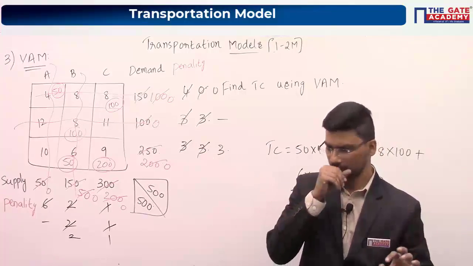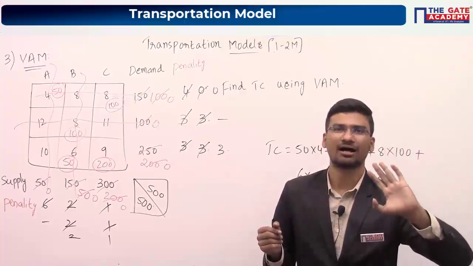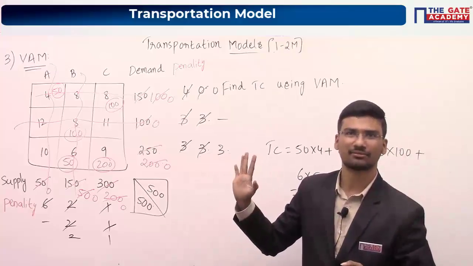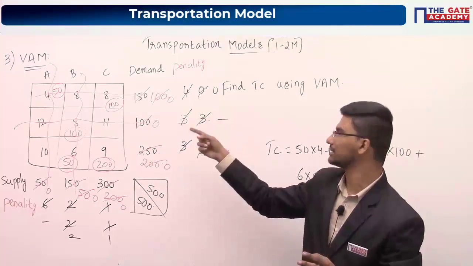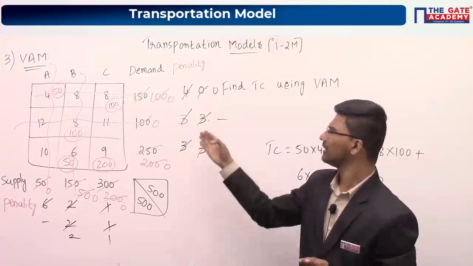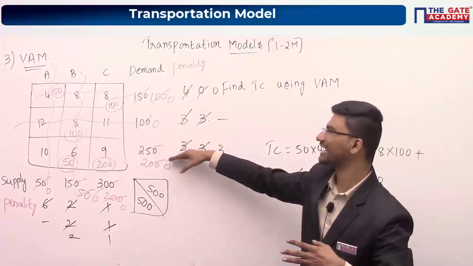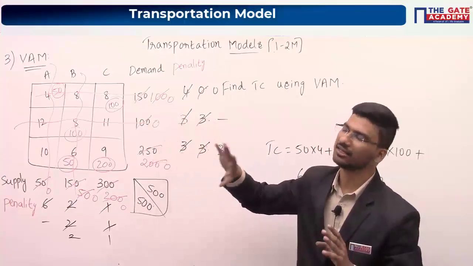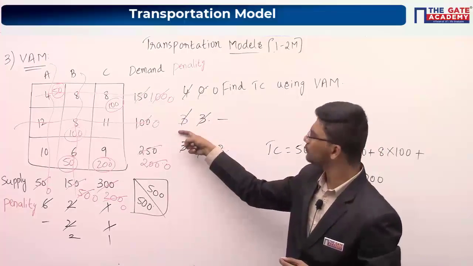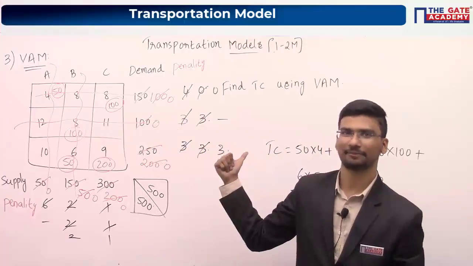Maybe in the LCM method, if they want to twist, they can ask you to break the ties also. But in the VAM method, they cannot ask, because you will definitely get a different answer. Whenever they ask a question in the GATE examination, they will frame it in such a way that even if you break ties arbitrarily or randomly, everyone will get the same answer. So I have taken this 3, right? You just take this 3 and solve, and you will get the same answer, 3900.